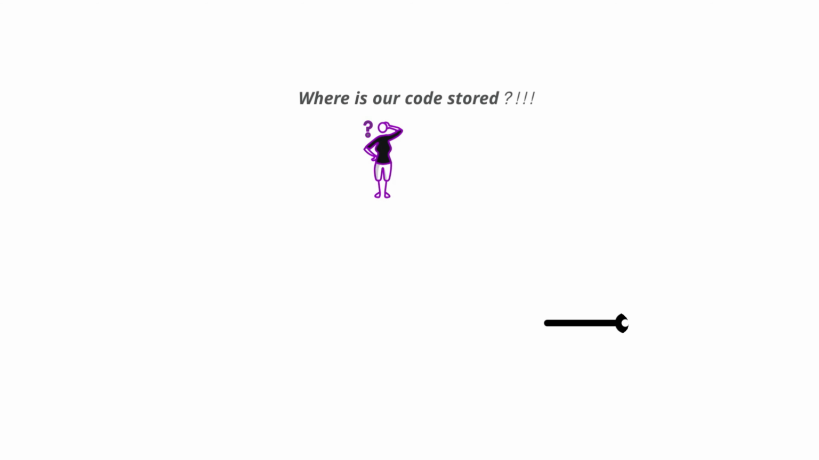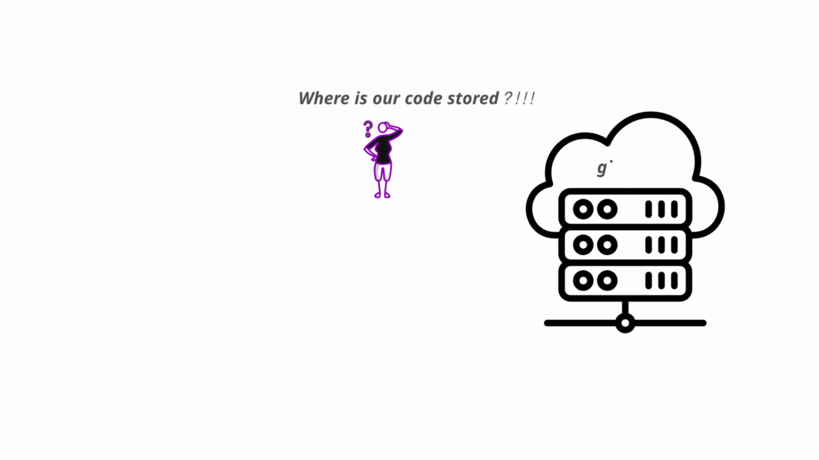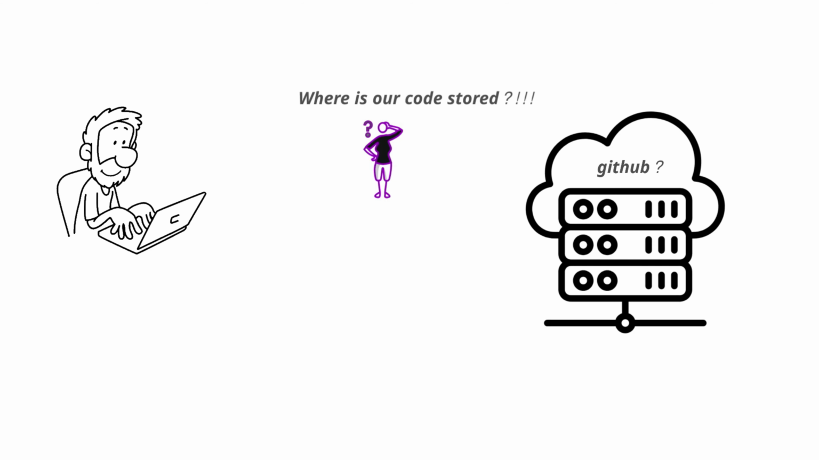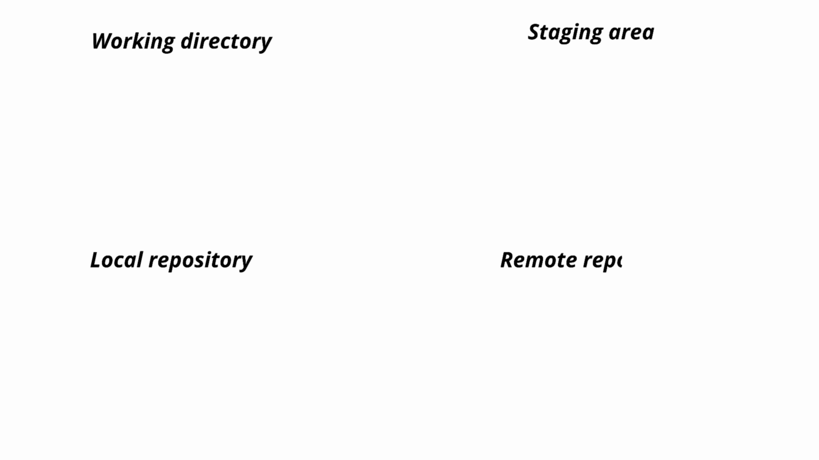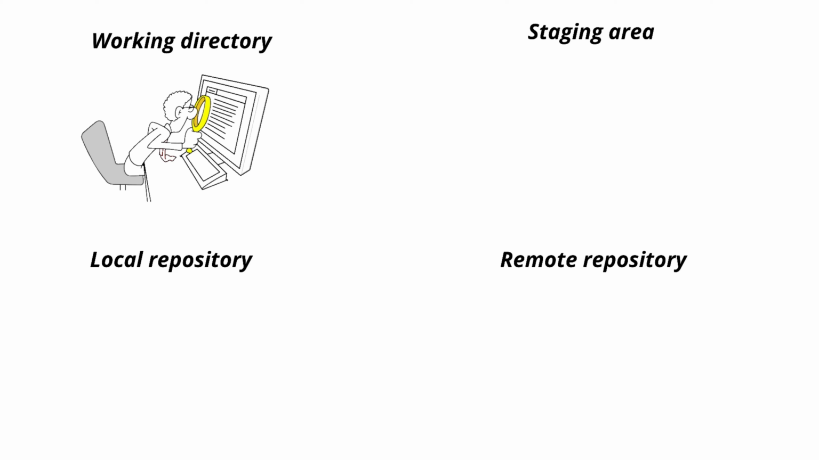Where does our code actually live in Git? Most people think it's either on GitHub or their local machine, but Git actually manages your code across four main areas. Some would say it's three, but let's break it down.